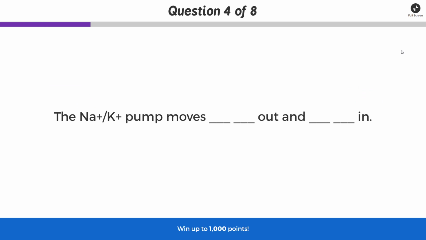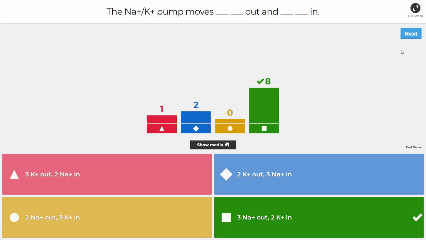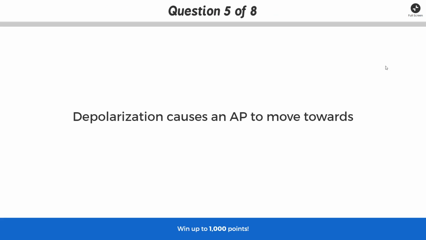The sodium-potassium pump moves blank amount of so many of what in and so many of what out. So is it 3 in, 2 out, 2 in, 3 out? Is it potassium out, sodium in, sodium out, potassium in? You gotta get the right combo, right? Almost everybody got it. It's 3 sodiums out, 2 potassiums in. Dawson still got the lead, but only barely.